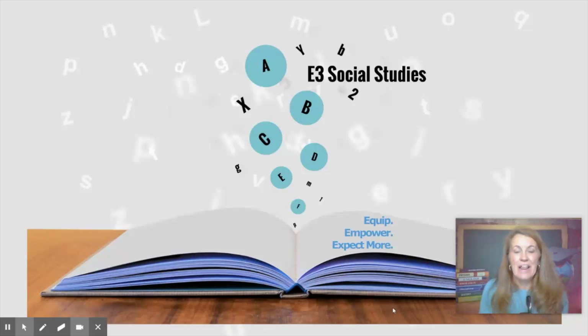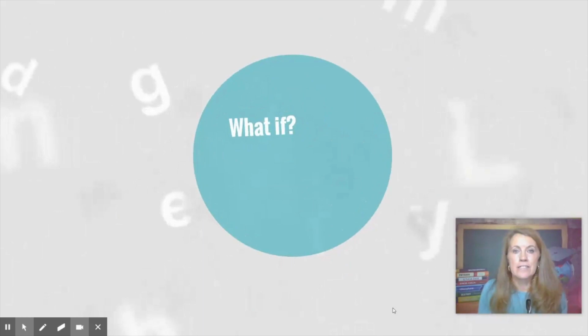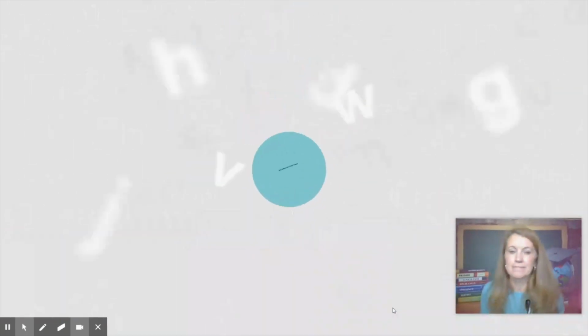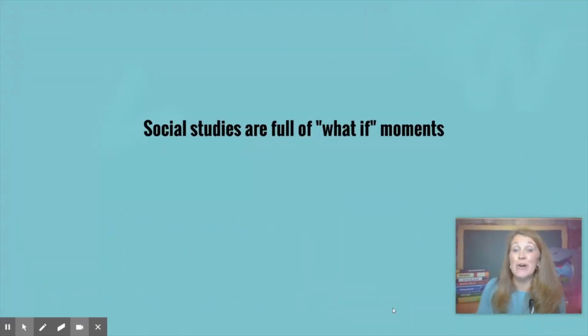Welcome back. The next strategy that we will cover is called the what if consequence wheel. Social studies are full of what if moments. There are many events in our social studies curriculum that could lead to rich discussion about what would have happened, what would have been the consequences had a decision been made, or had a decision not been made.